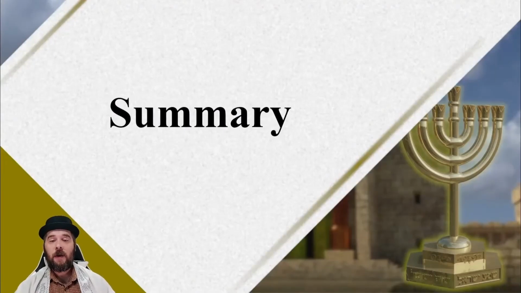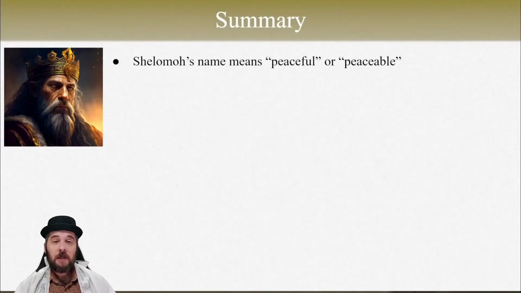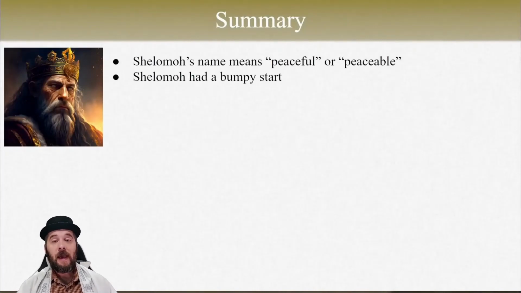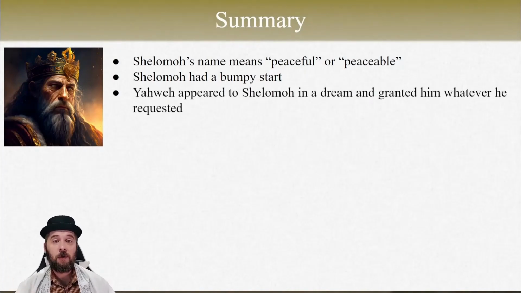So, in summary of this teaching today, Shlomo's name means peaceful or peaceable. He had somewhat of a bumpy start with his older brother almost taking the throne, and then certain people that were killed off because of the treason and the usurpation. So he had a little bit of a bumpy start, but not too much. We see that Yahweh appeared to Shlomo and asked him for whatever it is that he wanted to have. And then Shlomo asked for wisdom in ruling Yahweh's people.